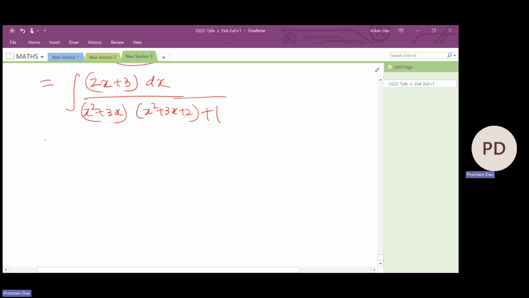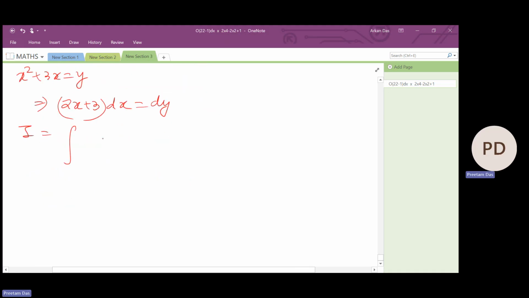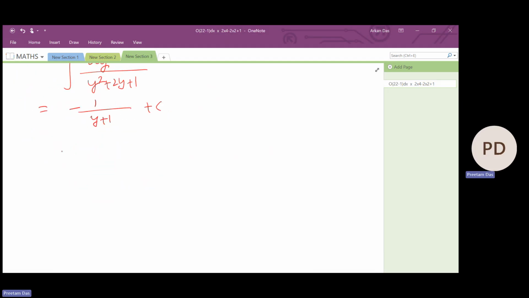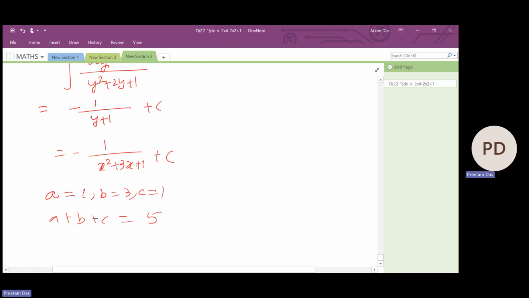So now we have got it. x square plus 3x we will consider as y. So 2x plus 3 dx will become dy. So what will be the integration now? The integration now becomes dy by y times (y plus 2) plus 1, so y square plus 2y plus 1, which is y plus 1 whole square. Integrate that and you'll get minus 1 by (y plus 1) plus c. So minus 1 by x square plus 3x plus 1 plus c. So according to the question, what is a and b and c? So a plus b plus c will be 5.